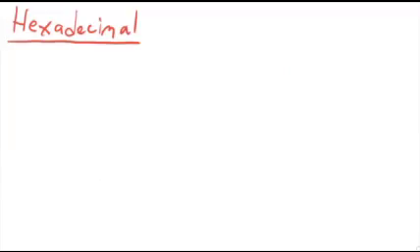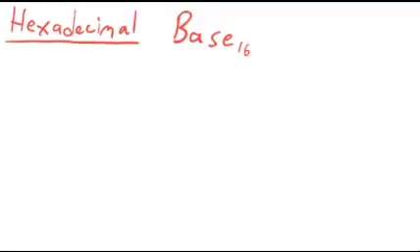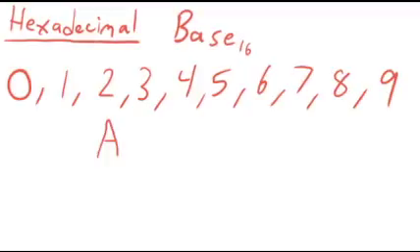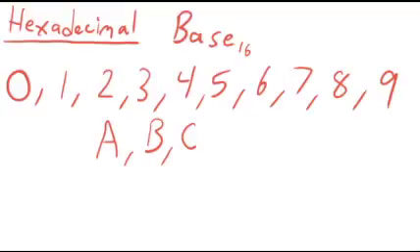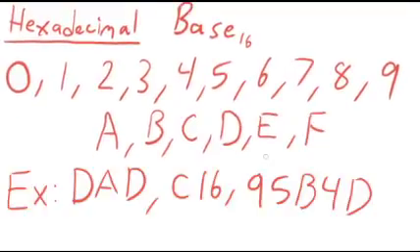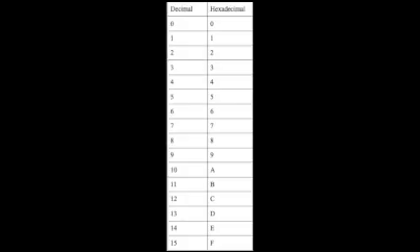Hexadecimal is a numerical system with 16 symbols. It'd be notated with a 16 right here. Hexadecimal reuses the same 10 symbols in decimal, but adds 6 more: A, B, C, D, E, and F. For example, it will look like this: DAD, C16, 95B4D. This is a chart to show decimal and hexadecimal together, and this is what it looks like.